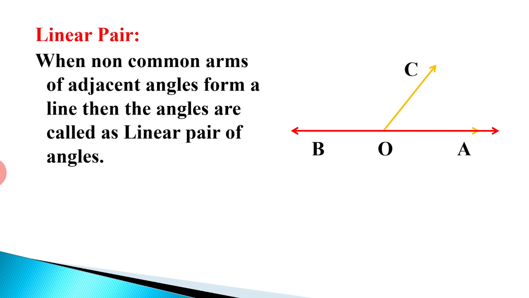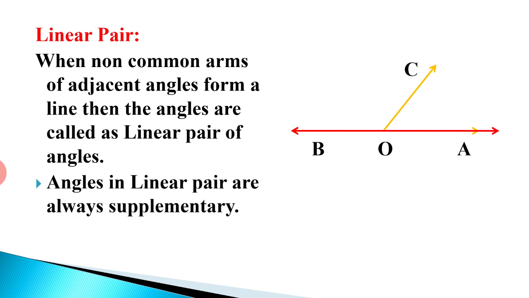So let us quickly summarize. When non-common arms of adjacent angles form a line, then the angles are called linear pair angles, and angles in a linear pair are always supplementary. As a line is formed, what is the sum of those two angles? It is naturally 180 degrees, and 180 degrees means supplementary. Is it clear?